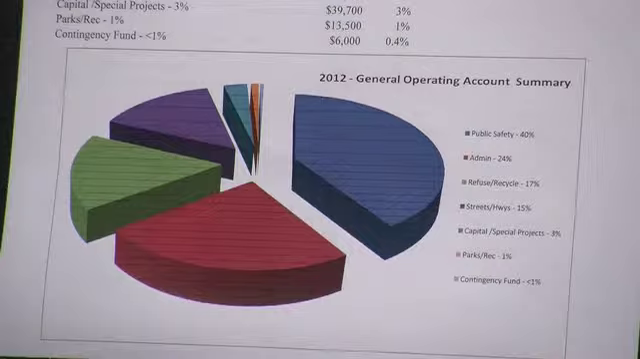Kenhorst has not had a tax increase since 2007, and so therefore what we can save on our contingency fund has been going down the last few years. So council is going to have to make some hard decisions next year.